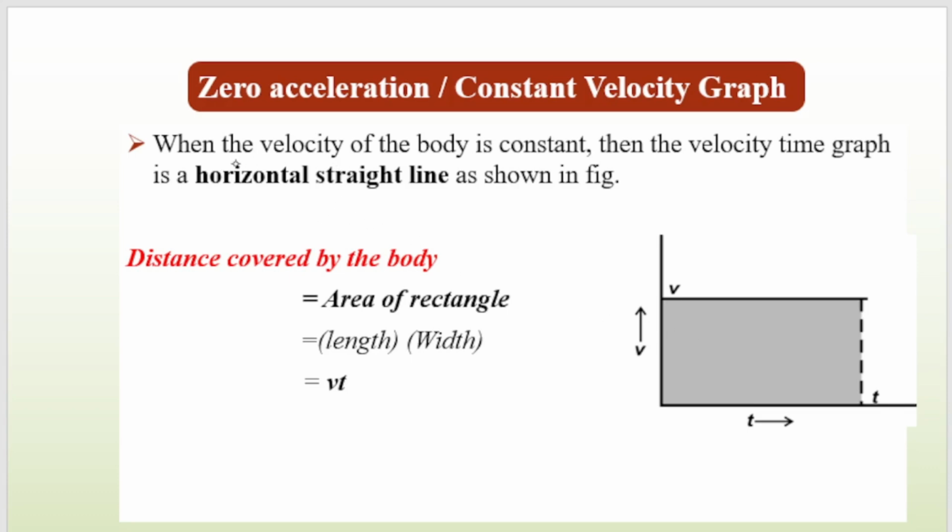Zero acceleration. When the velocity of the body is constant, then the velocity time graph is a horizontal or straight line, as shown in figure. Distance covered by the body is represented by the area of the rectangle, length multiplied by width. It is the graph of zero acceleration or a body moving with constant velocity.